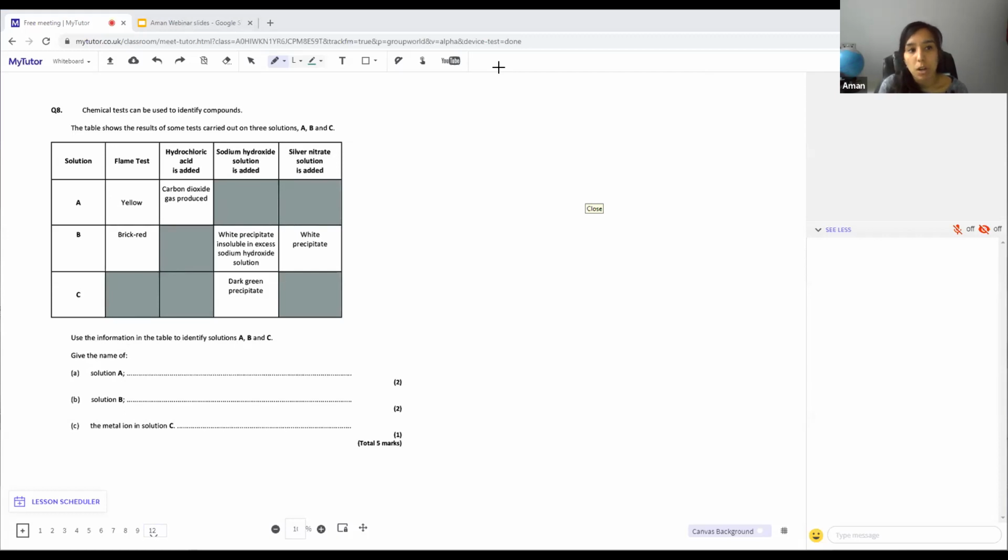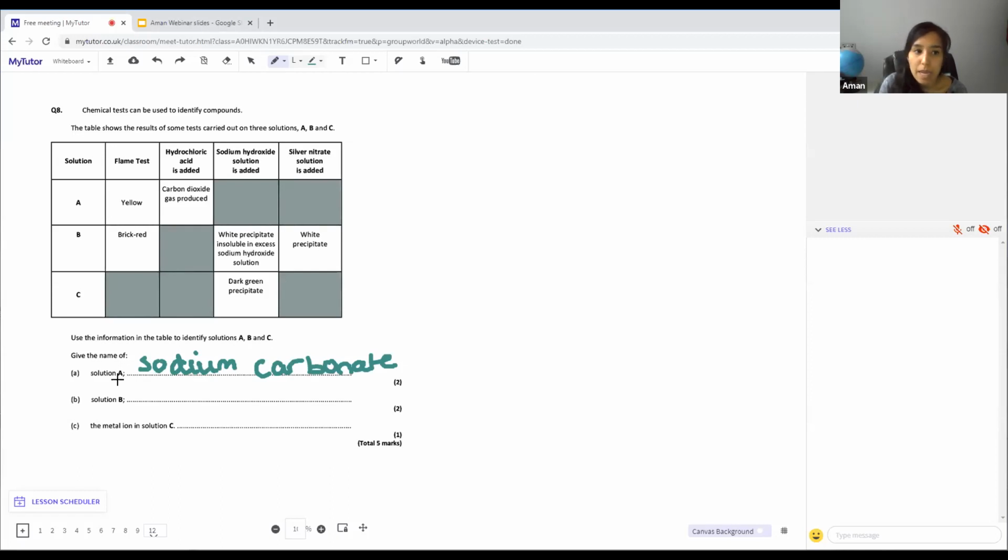So if sodium's the metal ion, when we add hydrochloric acid, carbon dioxide gas is produced. So which negative ion produces carbon dioxide gas? Carbonate, halide, or sulfate? Which one? Does anyone remember? So we did this a couple of questions ago. Which negative ion gives carbon dioxide gas when hydrochloric acid is added? Great, yeah, so carbonate. So the answer then to solution A is sodium carbonate. Sodium because that's the metal, and then the non-metal is carbonate. So we put that together to make sodium carbonate, so that would be the solution A.